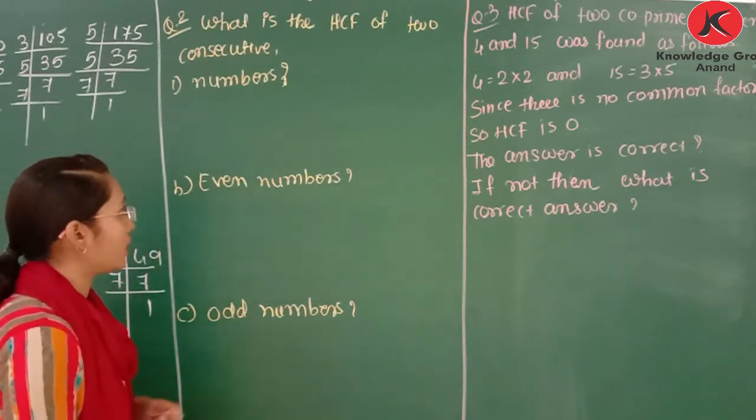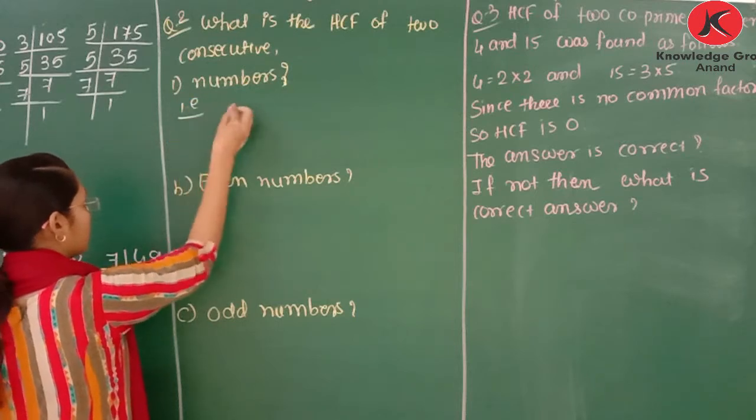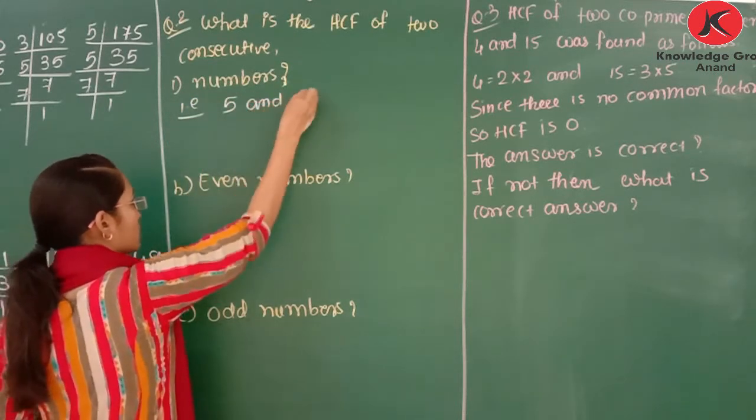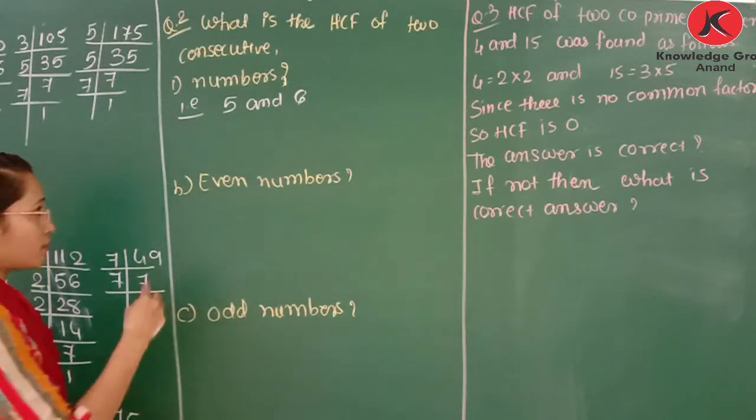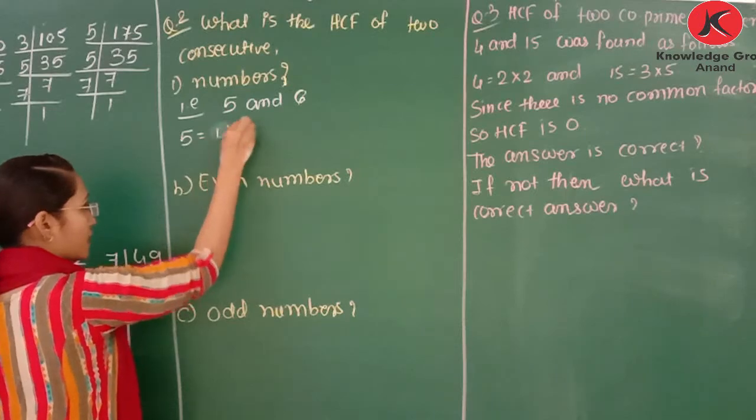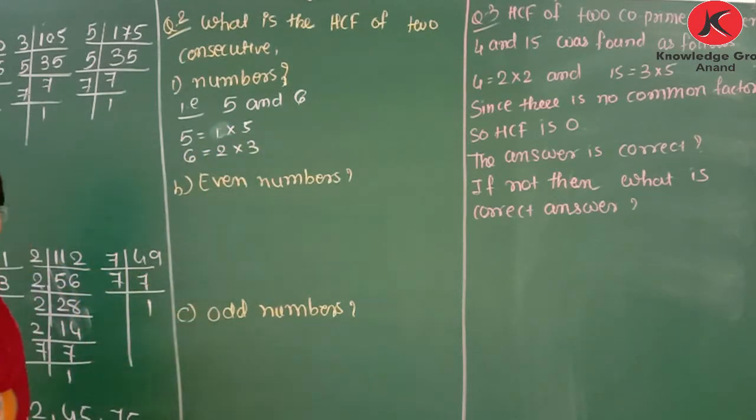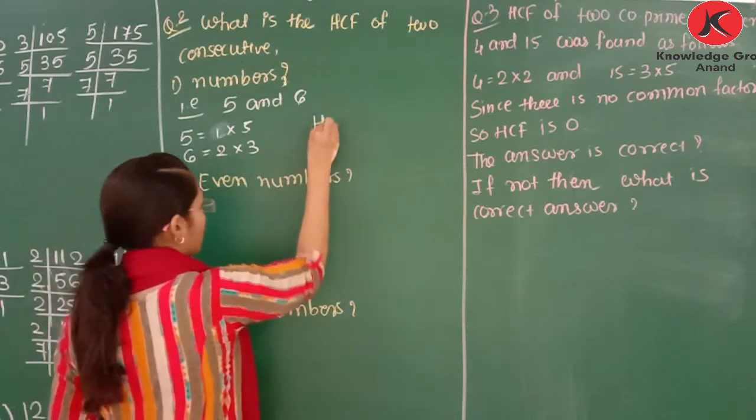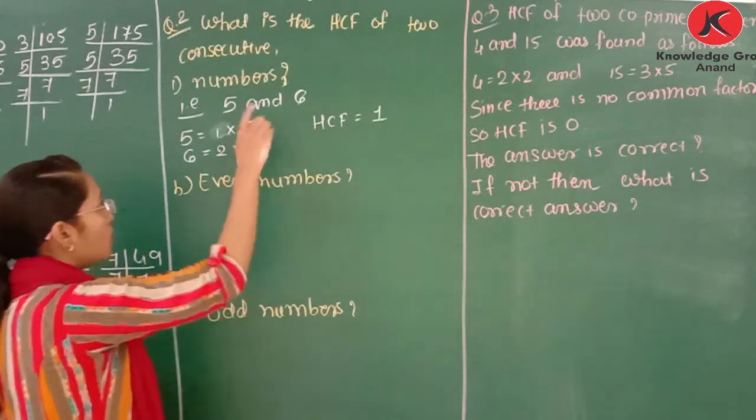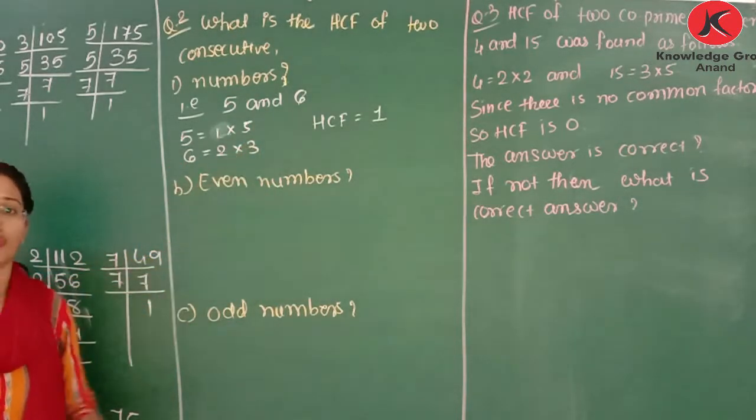So let's take, for example, 5 and 6. These are two consecutive numbers. What will be the factors of 5? That is 1 times 5. And what are the factors of 6? 2 times 3. Now what will be the HCF? HCF is 1. So if we take the HCF of two consecutive numbers, it is always 1.